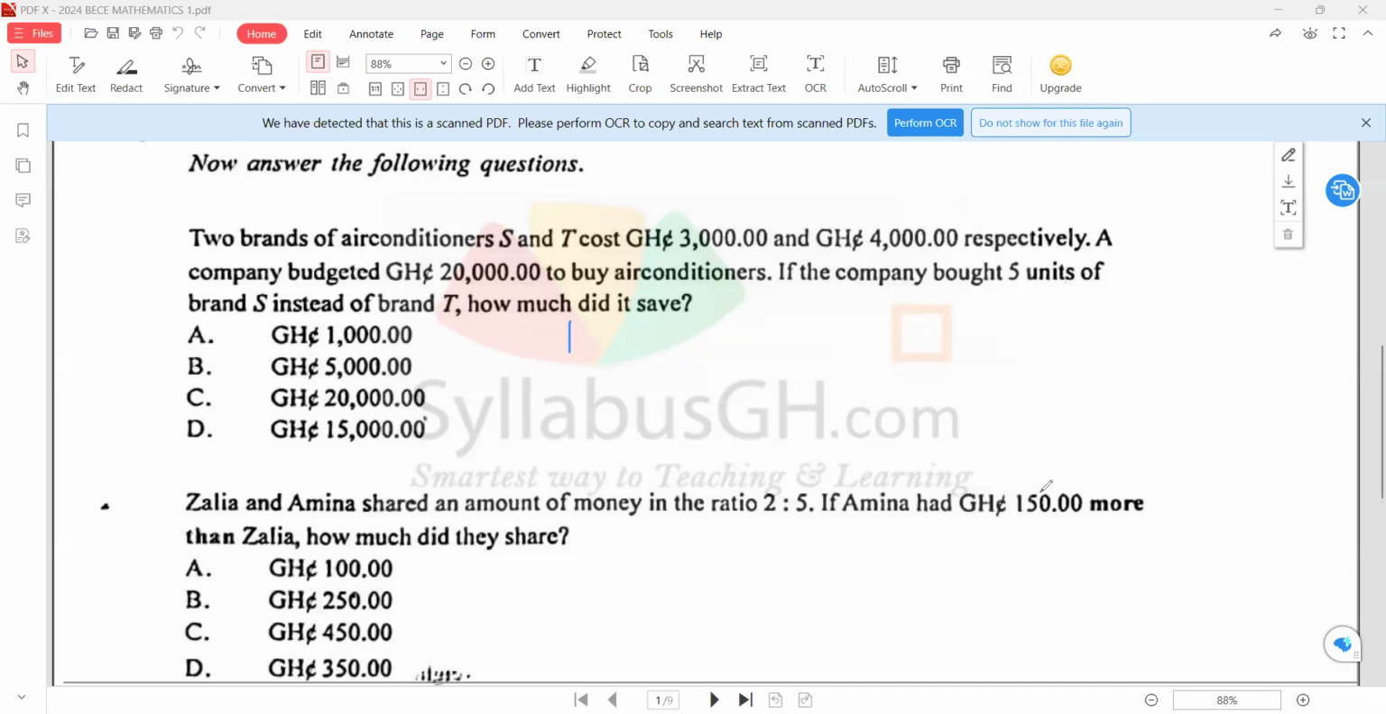This is the 2024 BC examination questions. Let's do some discussions about it.